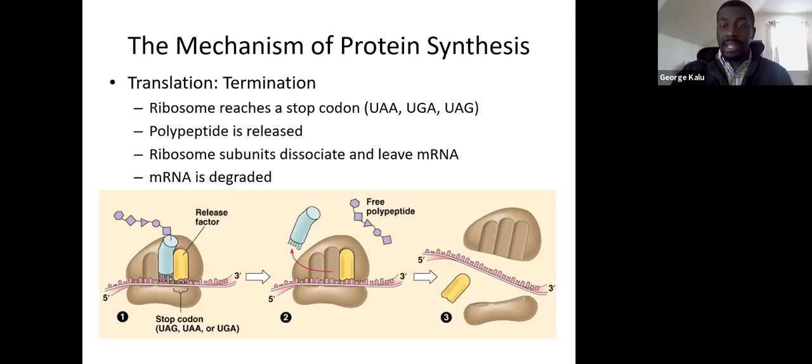The second thing that's going to happen is we're going to break down our ribosomal subunits. Here our subunits are kind of oriented together. During termination, we're going to dissociate the two ribosomal subunits, and they're going to detach from each other and leave the mRNA. The last thing that's going to happen is the mRNA is going to end up getting degraded. So you hit a stop codon, you release your polypeptide, you break down the ribosome, and then you start to break down the mRNA.